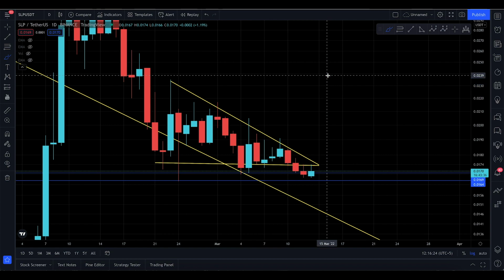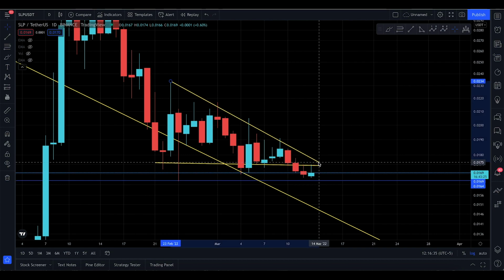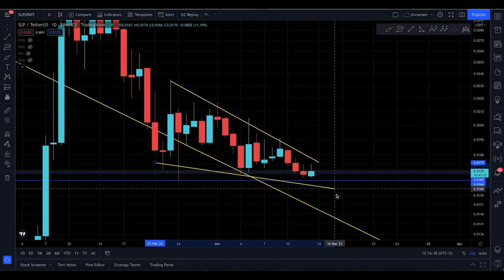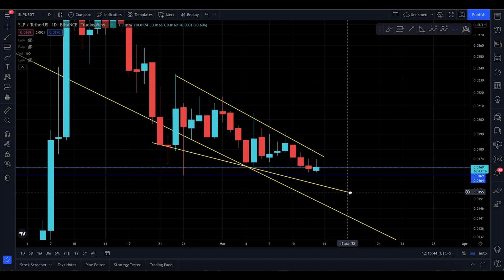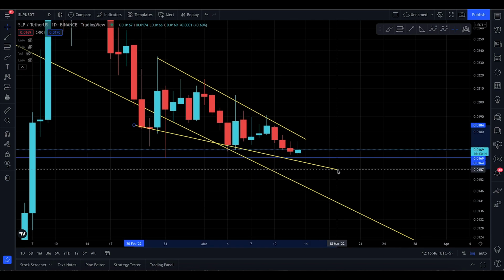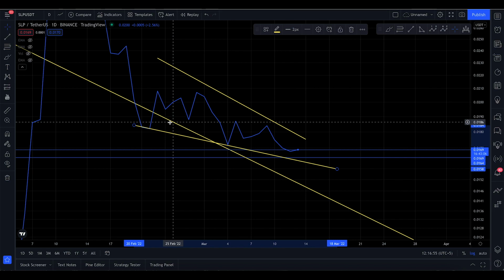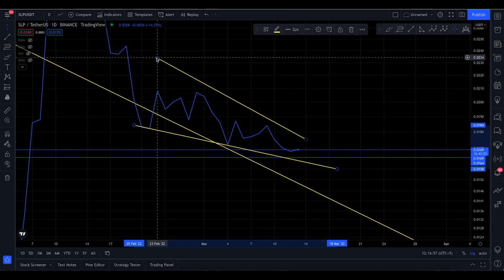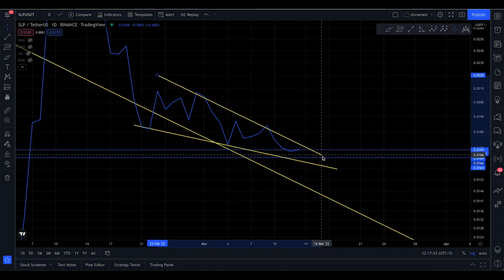But I'm a little bit doubtful that instead of a descending triangle, maybe what we're putting in is a falling wedge, which is a bullish pattern. Actually, what I'm going to do is turn on the line, because the line is going to filter it out. Yes, this is not a descending triangle, it's actually a falling wedge. Look at that. The line actually made it way more clear.